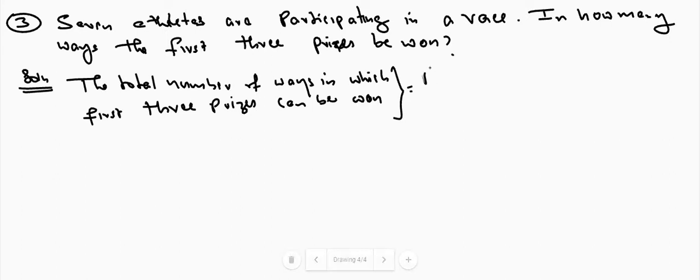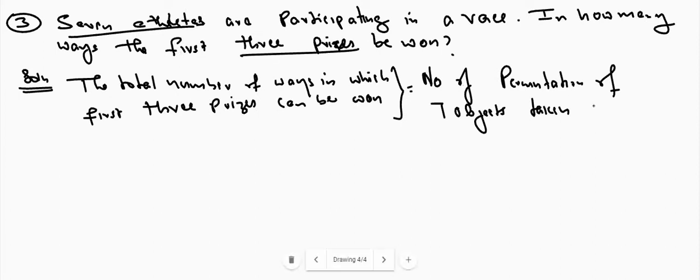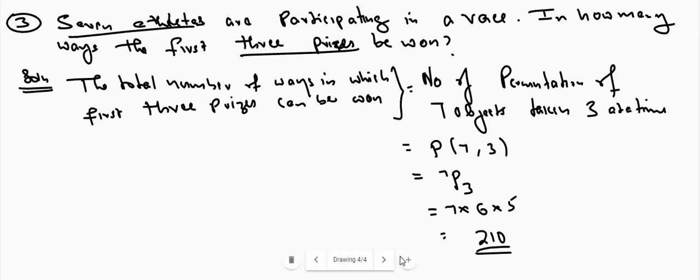That is equal to the number of permutations of seven objects taken, there are seven athletes participating in a race. There are three prizes. Then the number of permutations of seven objects taken three at a time is equal to 7P3, which in reverse order you can write as 7 into 6 into 5, and the answer is 210. Okay, next question number 4.